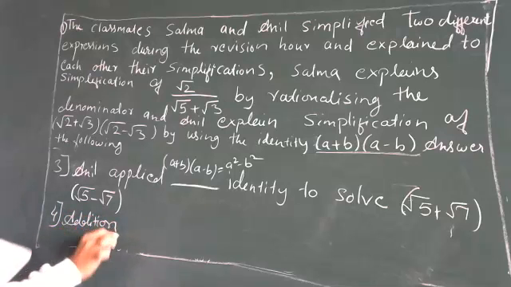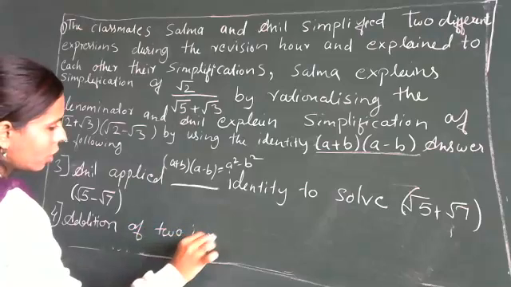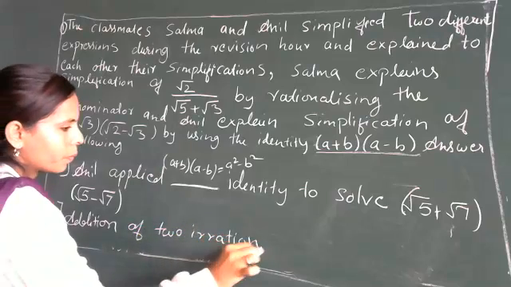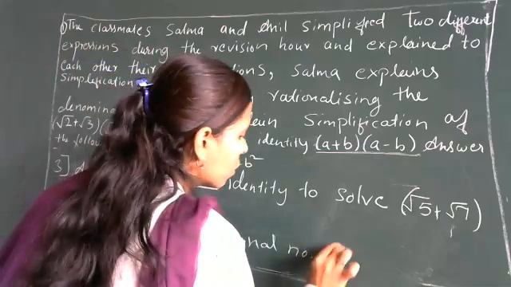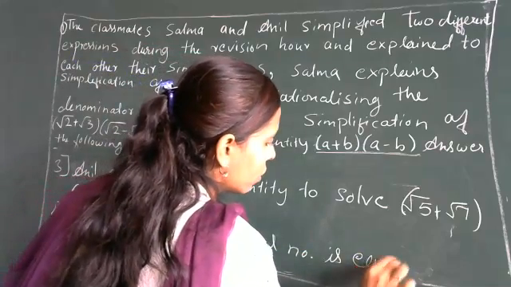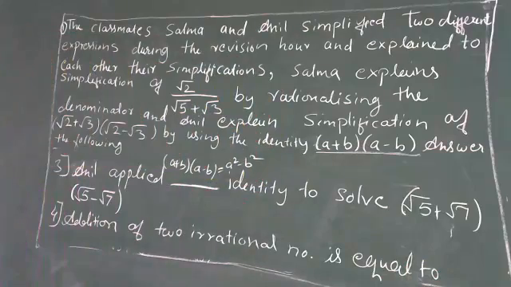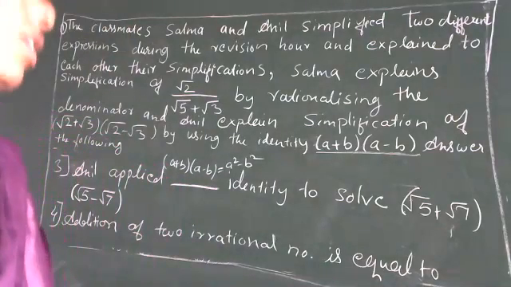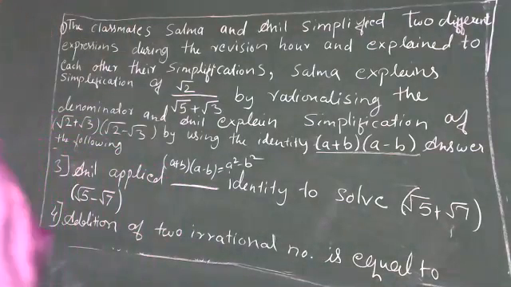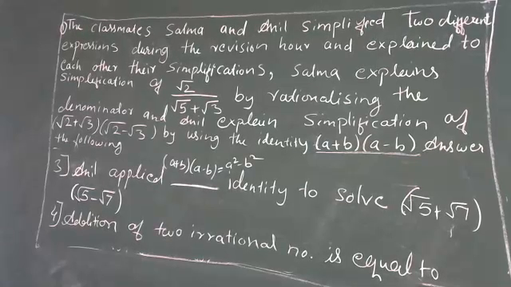Then the fourth one we will see. The addition of two irrational numbers is equal to what? If you add irrational numbers, is it always an irrational number? Check with some examples whether it is always an irrational number or sometimes you may get a rational number.